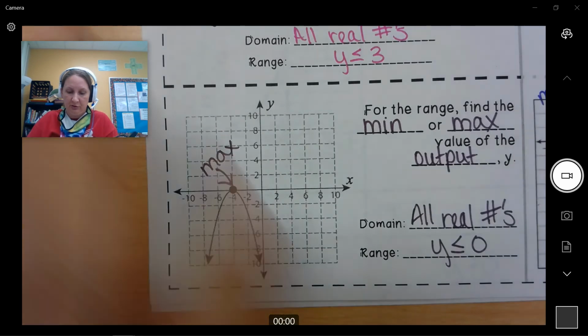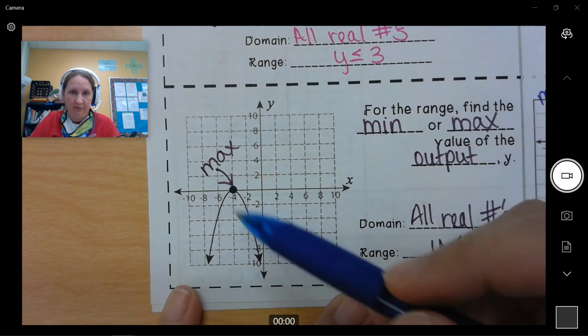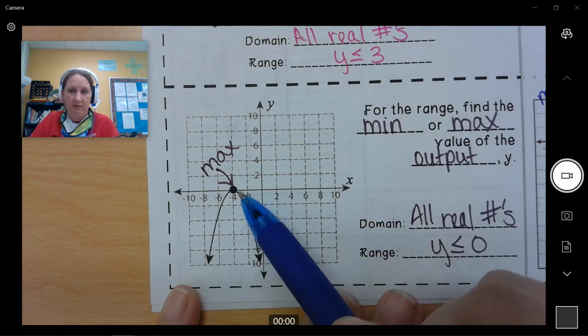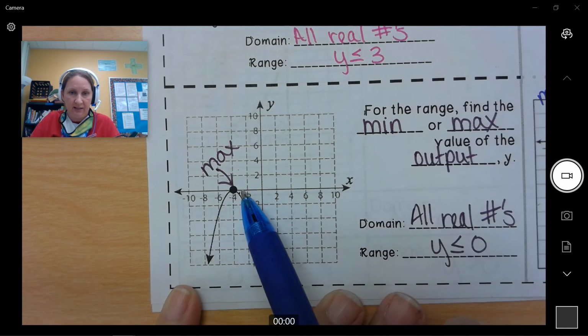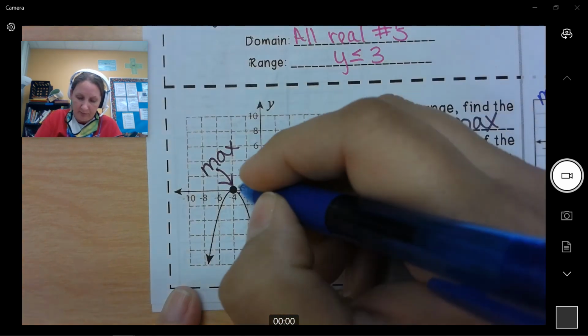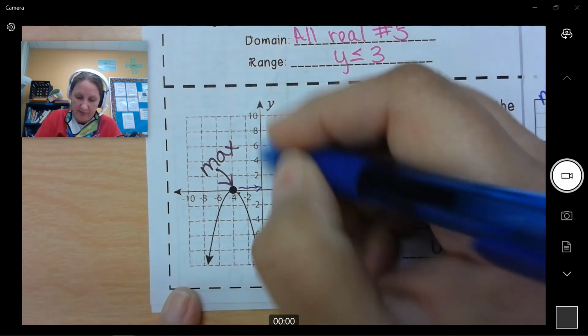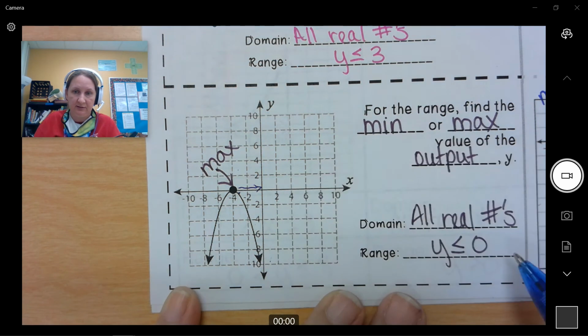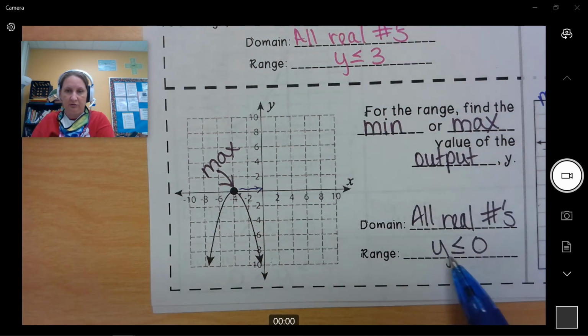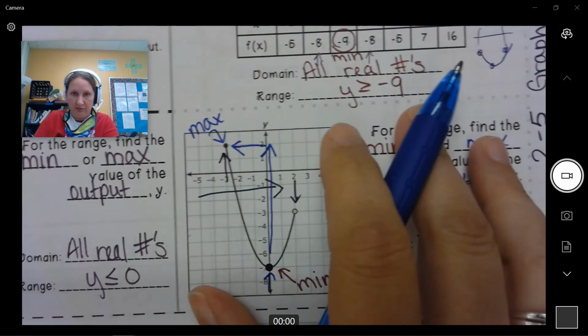So here we have a situation where we have the graph. We can see a max. And the max this time is at y is 0. So we're looking at what number is on that y-axis to determine what is our answer. So y is less than or equal to 0.